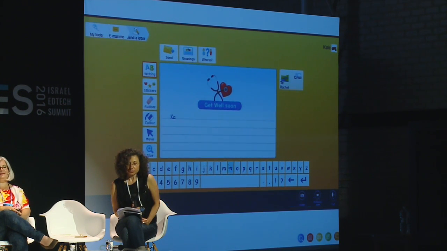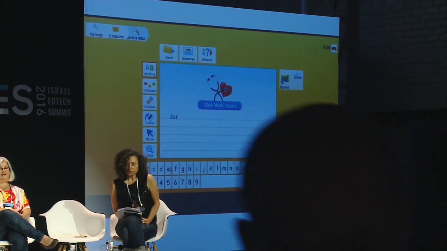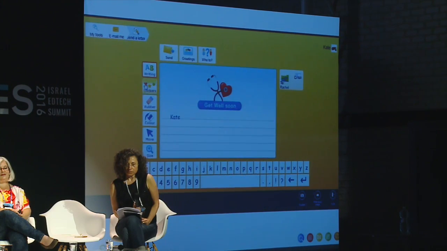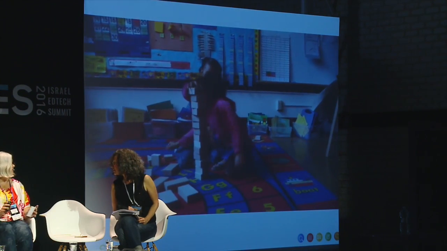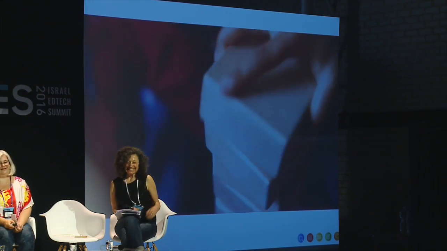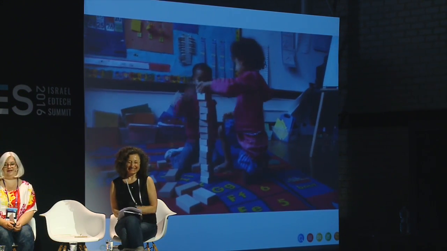She can use the keyboard, or if it's easier, the virtual keyboard. Stickers. She can personalize it and send it. The best way to promote written literacy is having a reason to write. And what you've seen here is how we plant the seeds of caring human behavior.